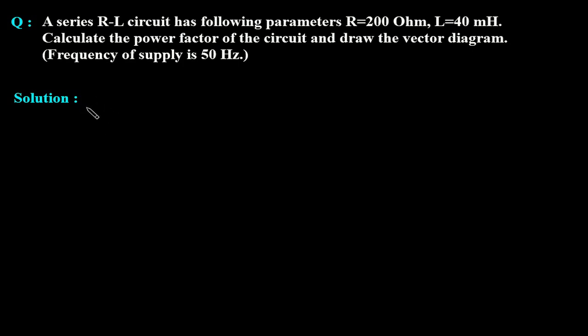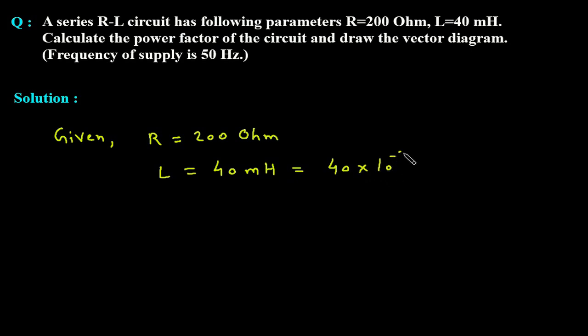Solution: first we will write what is given. So given R is equal to 200 ohm. Then L is equal to 40 millihenry. Now it is given in milli, so we will convert it into Henry. So this will be 40 multiplied by 10 to the power minus 3 Henry.